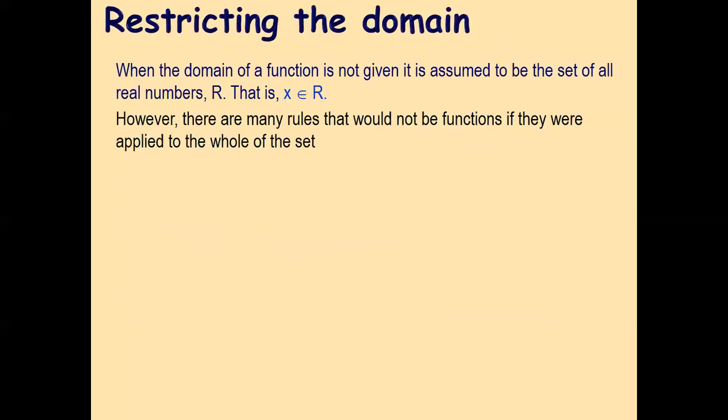So when the domain of a function is not given, it is assumed to be the set of all real numbers. By default, if someone doesn't tell you x belongs to the whole numbers or the natural numbers or integers, by default, they mean the set of all real numbers. See that line x? It's made of all the real numbers.